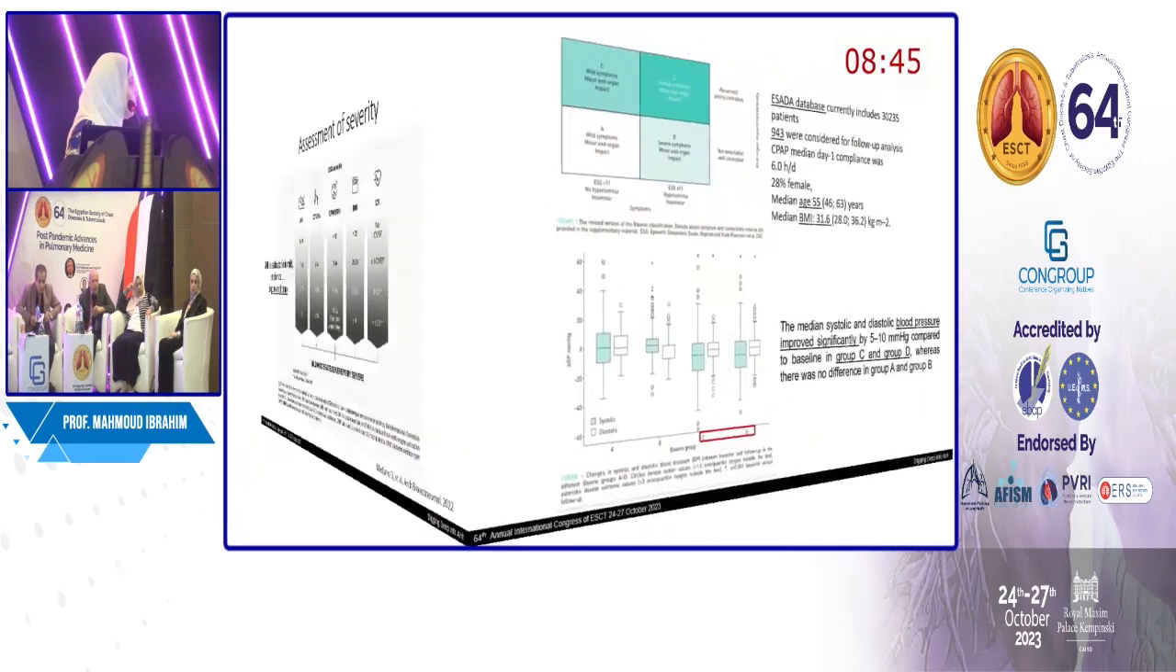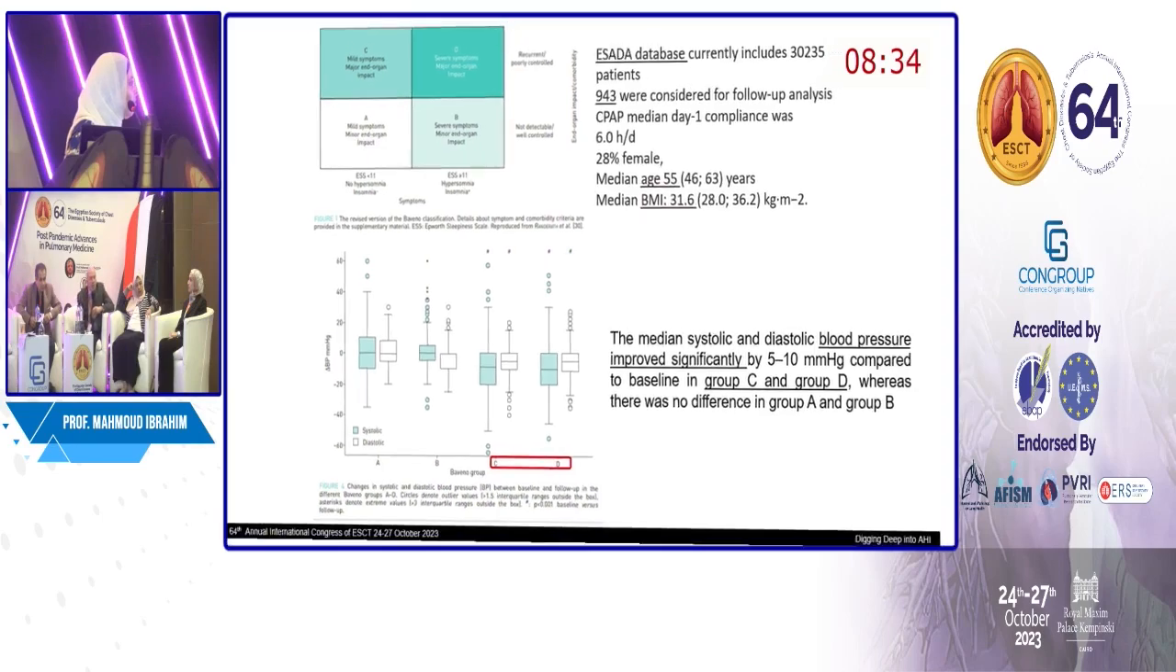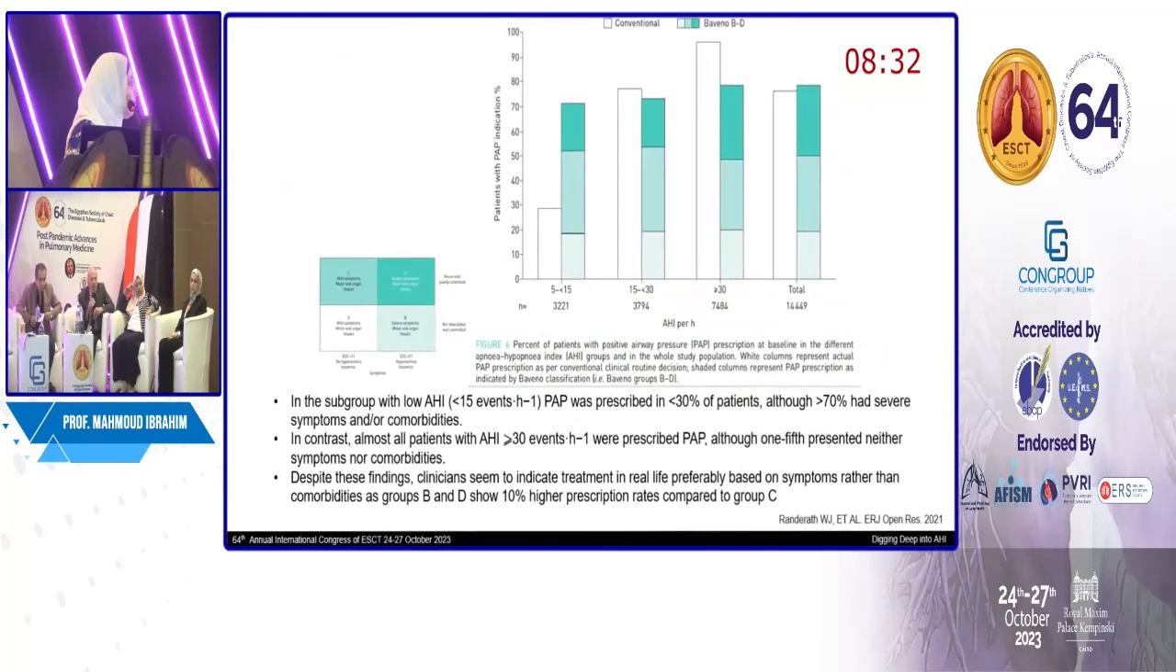Next, please. This led to what's called the Baveno classification, where the apnea-hypopnea index is just a number to say that this patient has sleep apnea. We divide the patients according to the symptoms, A, B, C, and D, like in COPD, according to the symptoms, the severity, and the end organ affection.